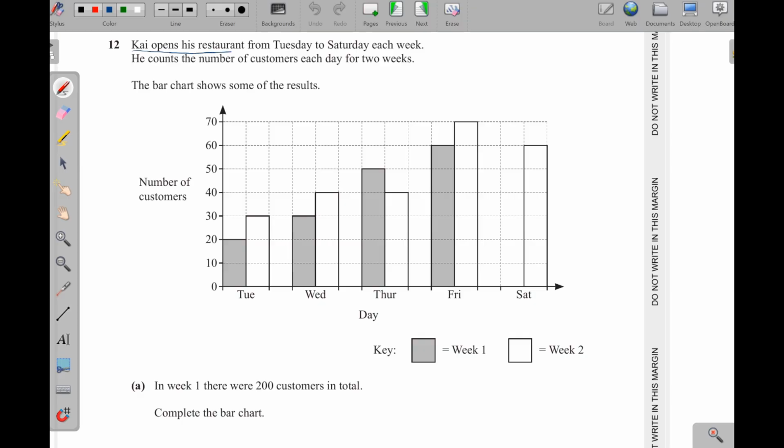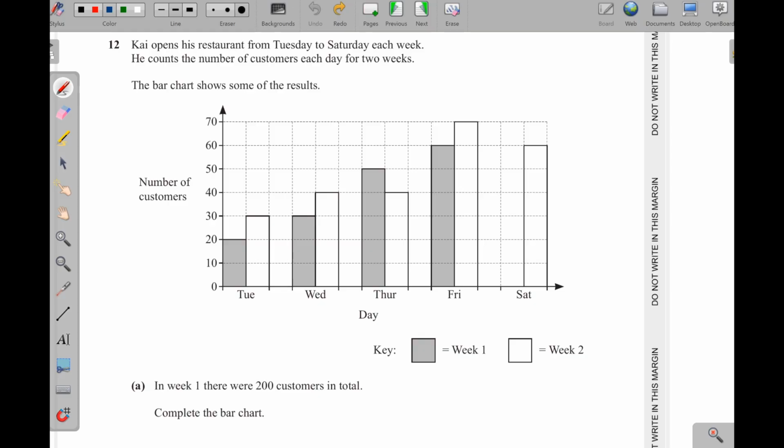They're saying Kai opens his restaurant from Tuesday to Saturday each week. He counts the number of customers each day for 2 weeks. The bar chart shows some of the results. And then they are saying the shaded one is for week 1, and then the unshaded is for week 2. Okay, then part A, in week 1, there were 200 customers in total. Complete the bar chart. So week 1, that is for the shaded.